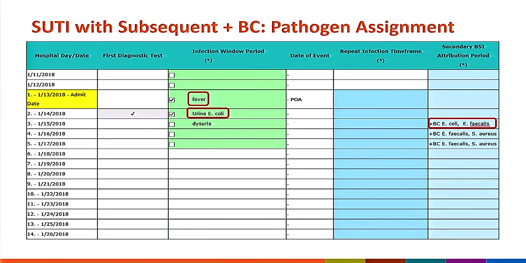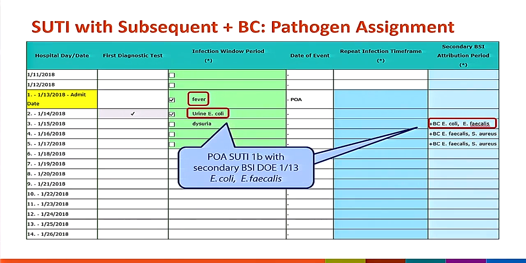In this case, we had a patient admitted on the 13th with a fever, and on the 14th, they did a urine culture that was positive for E. coli, meeting the requirements. The patient also ended up having dysuria the next day. And this patient also had a blood culture collected on the 15th with E. coli and E. faecalis. You'll note that the patient meets SUTI 1B criterion, a non-catheter associated UTI, with a date of 1/13, which makes it a present on admission infection. Because there is a matching organism, that E. coli, to both the urine culture used to meet the UTI definition and in the blood culture, that whole blood culture is going to be considered secondary to the UTI. So we would say it's a secondary BSI with E. coli and E. faecalis.